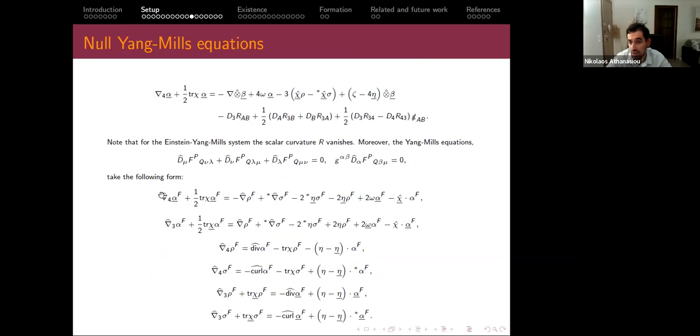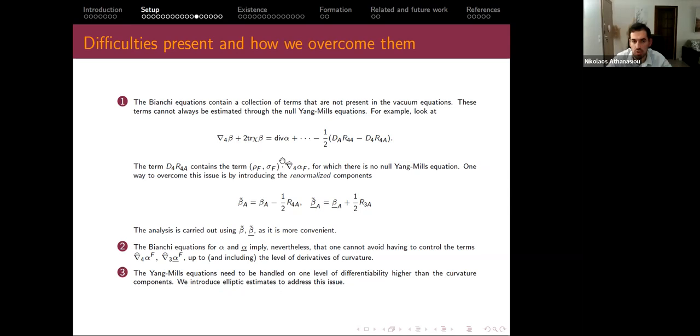So one way to overcome this issue is to introduce renormalized components, beta tilde and beta bar tilde. Once we write everything in terms of alpha, alpha bar, beta tilde, beta bar tilde, rho and sigma, we see that such appearances at the level of the Bianchi equations disappear, but only for beta and beta bar. So it is not imperative that we do this, but it is something that we choose to do in this work. So we work with renormalized beta tilde and beta bar tilde. In any case, the Bianchi equations for alpha and alpha bar imply, nevertheless, that one cannot hope to avoid having to control the terms for which there is no null Yang-Mills equation, up to and including the level of derivatives of curvature.